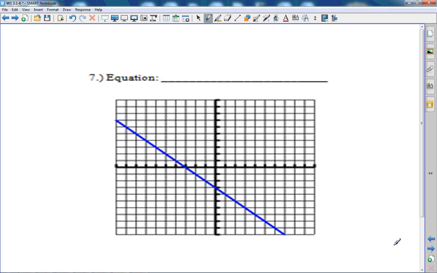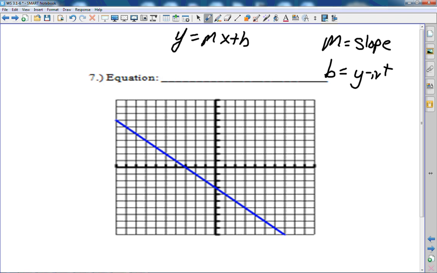Next, here's my next one. I'd pause the video and see if you can figure it out. y equals mx plus b. Remember, m is the slope. b is the y-intercept. So I need to find m and I need to find b. The first thing I'm going to do is find my y-intercept. It crosses right here. 1, 2, 3. This is 0, negative 3. So I found my y-intercept.